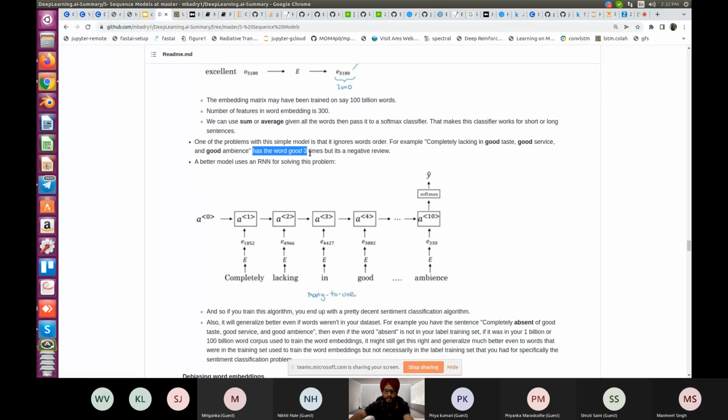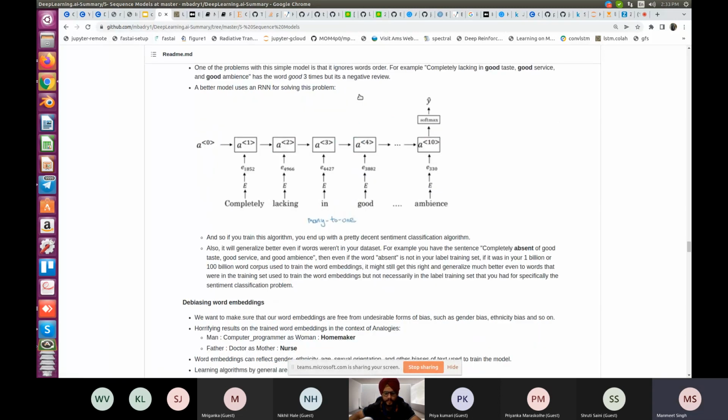So the model is easy to fool, or the model can think that this is a good review, and a better model uses an RNN for solving this problem. Completely lacking in good, so it ends in ambience. And if you train this algorithm, this is a many to one architecture, you end up with a pretty decent sentiment classification algorithm. And also it will generalize better even if words weren't in your data set.